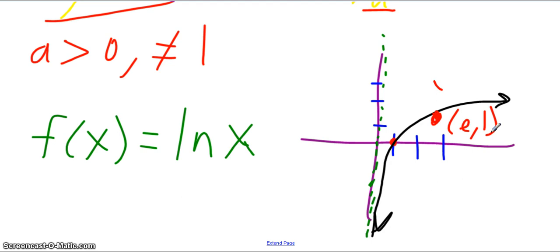They're all going to look the same as this unless we shift or reflect them in any way following our properties of functions.